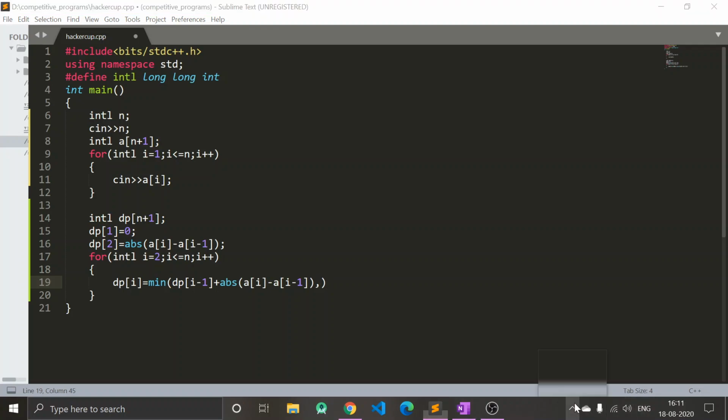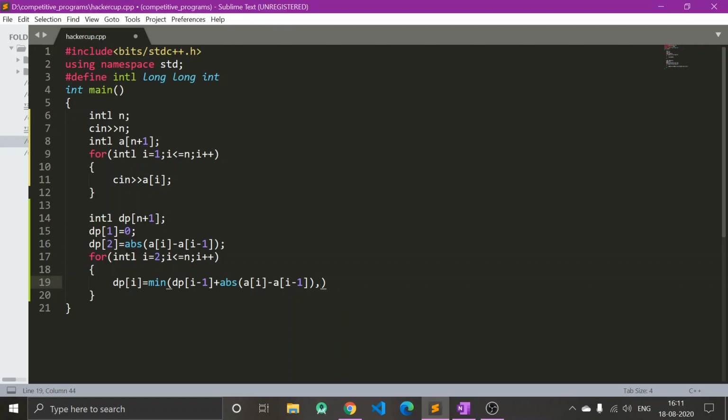Then we will check the second backward index, dp of i minus 2 plus abs of a of i minus a of i minus 2. So this is our recurrence. Then we will just output dp of n. So that's all. This is our code.